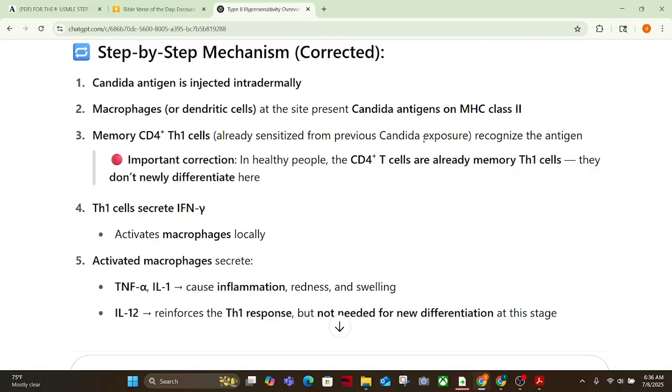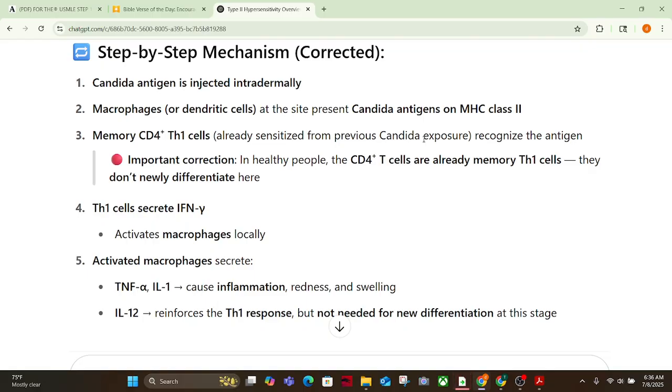Important correction. In healthy people, CD4 T cells are already memory Th1 cells. They don't really differentiate here. Th1 cells secrete interferon gamma, and this activates the macrophages locally. Activated macrophages secrete TNF alpha, interleukin 1. This causes inflammation, redness, and swelling, which is the good thing that's seen in the Candida skin test. That means your immunity is working. If it's not, you have an immunodeficiency, and that's concerning.